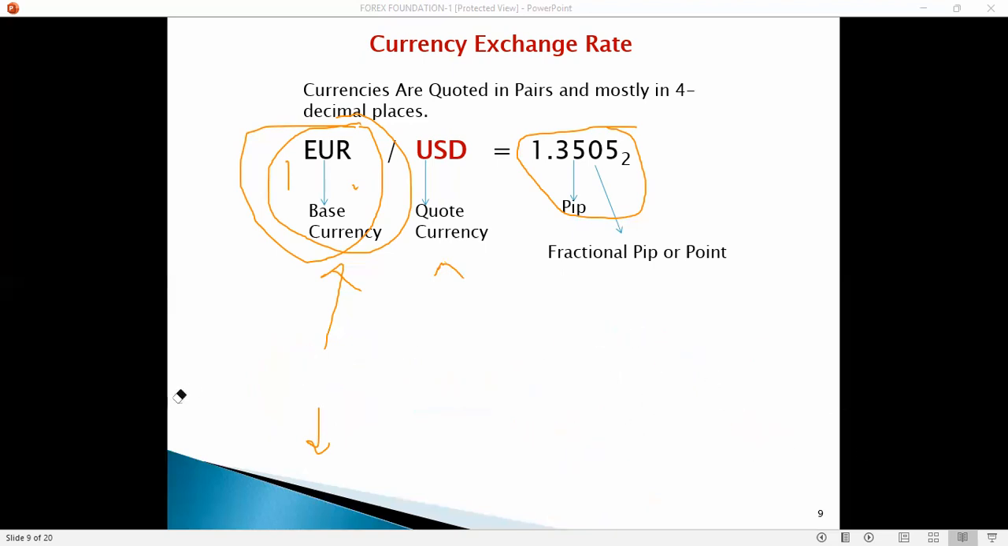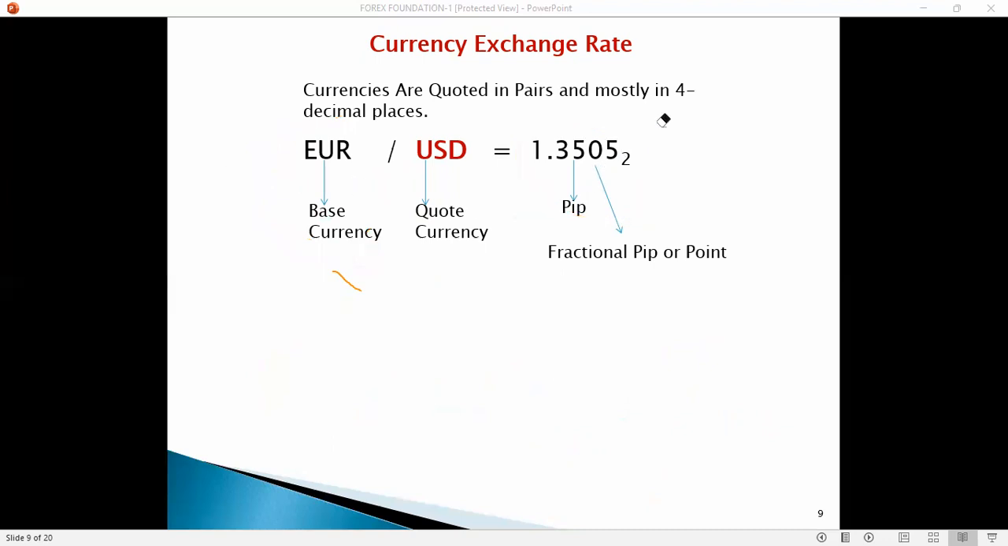Let me clear all of this so we keep moving. Okay, good. Let's keep moving. So the base currency is 1, and the quote currency is the equivalent to the price. Right now, take a look at Euro versus USD is equal to 1.35052. Now, this means 1 euro right here is equivalent to 1.35052. I hope this is clear.